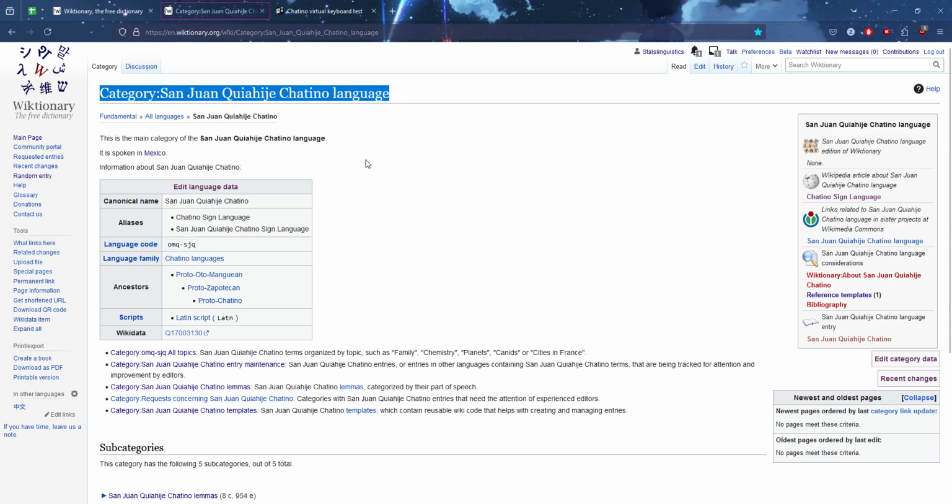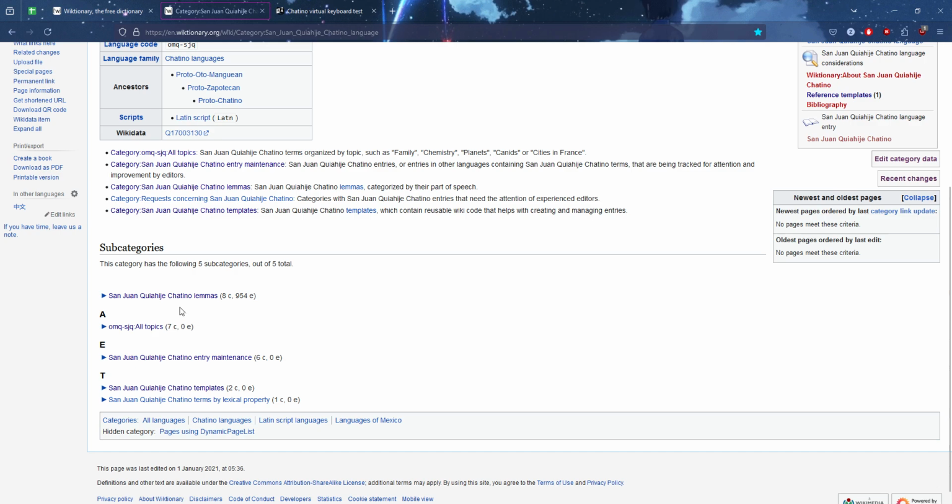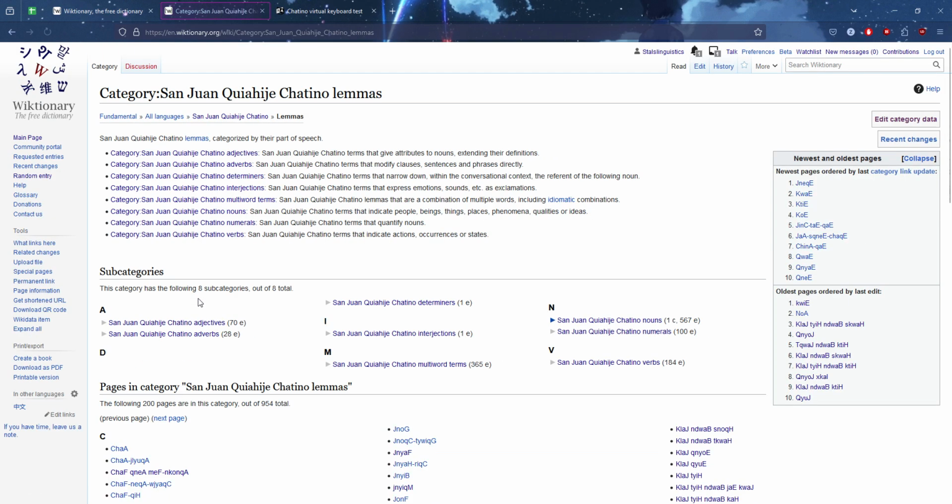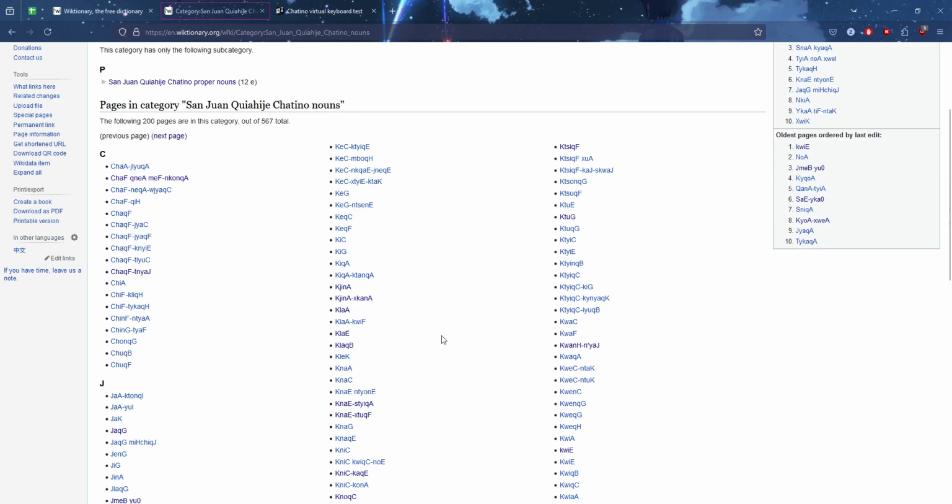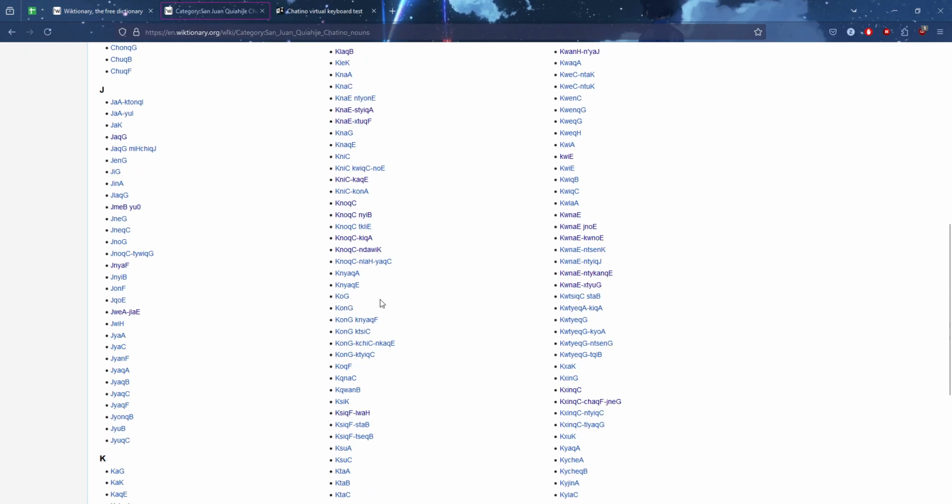However, if you come back to this page, and if you were to go to SJQ Chatino lemmas, you would be able to go to at least this section, this page that I'd shown before, where you can then kind of narrow down your search of, am I looking for an adjective, a descriptive word? Am I looking for an adverb? Am I looking for an action, so verbs, or am I looking for maybe numbers? So let's say if you were looking for nouns, you would just go here, and unfortunately there isn't a way for me or Wiktionary to add a brief definition next to these words.